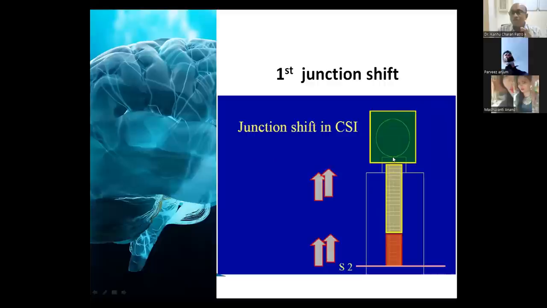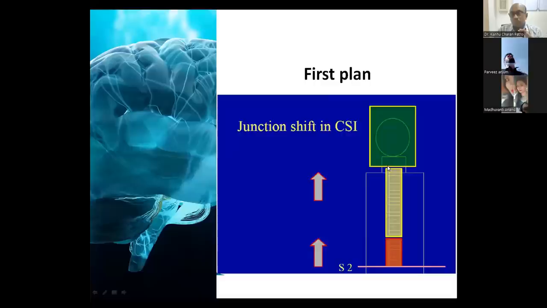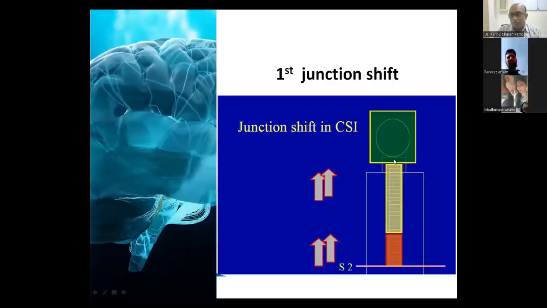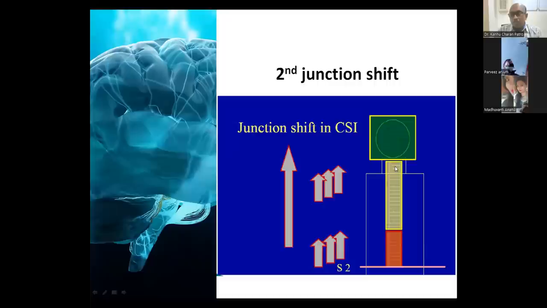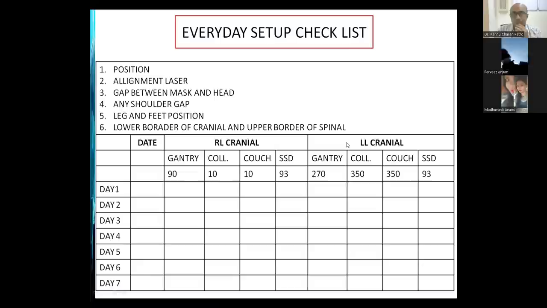This thing has to be practiced. First plan, this one. Second plan, increase the spinal field 1 centimeter, decrease the cranial field 1 centimeter. And third, increase the spinal field 1 centimeter, decrease the cranial field 1 centimeter. So three junctions, after every 7 fractions, you can do that. Whether your treatment is going regularly and properly or not, from day 1 to day 7, or day 1 to the total days, you see the position, and it is a checklist.